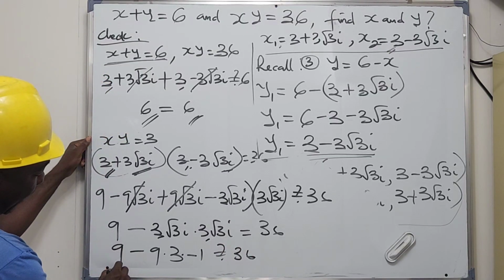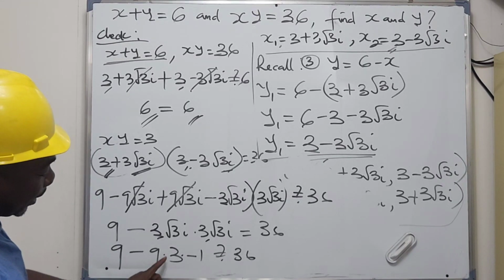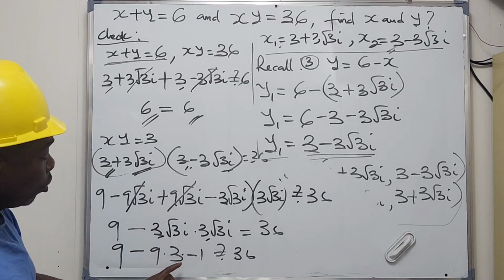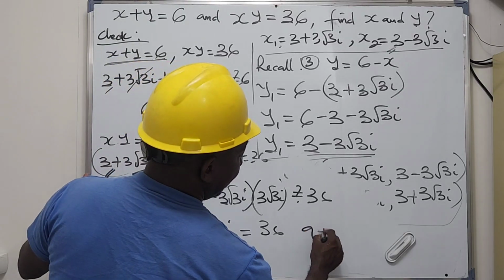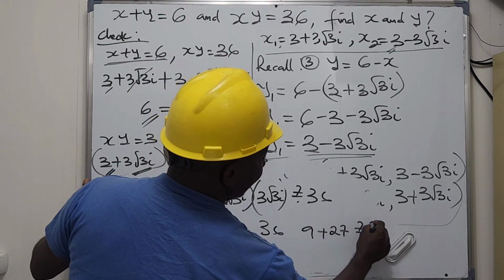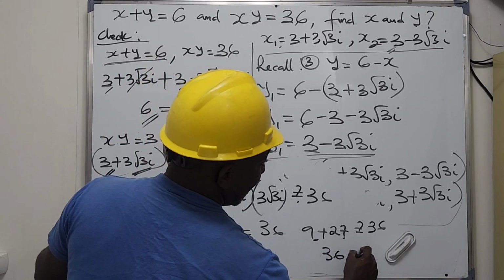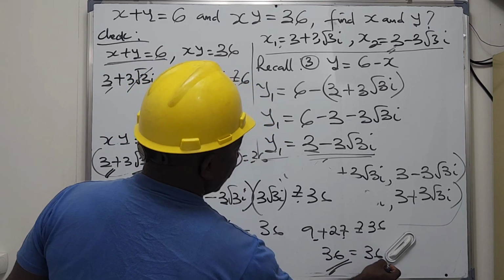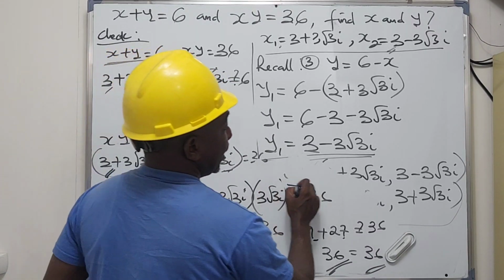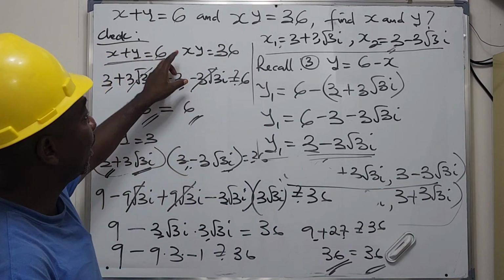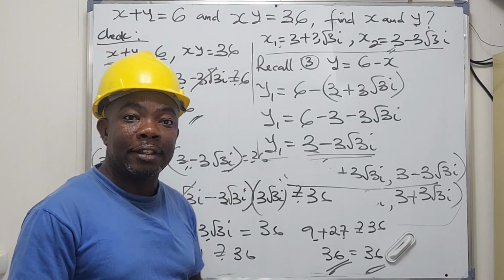So here, we have 9, and minus 9 times 3 times minus 1 will become plus 27. So this will become 9 plus 27. Well, this gives us 36. 9 plus 27 is 36, and this other side is 36. So what we have equals what we have here. Therefore, our second solution of xy satisfies this second part of the equation, which is xy equals 36, and it satisfies that equation.